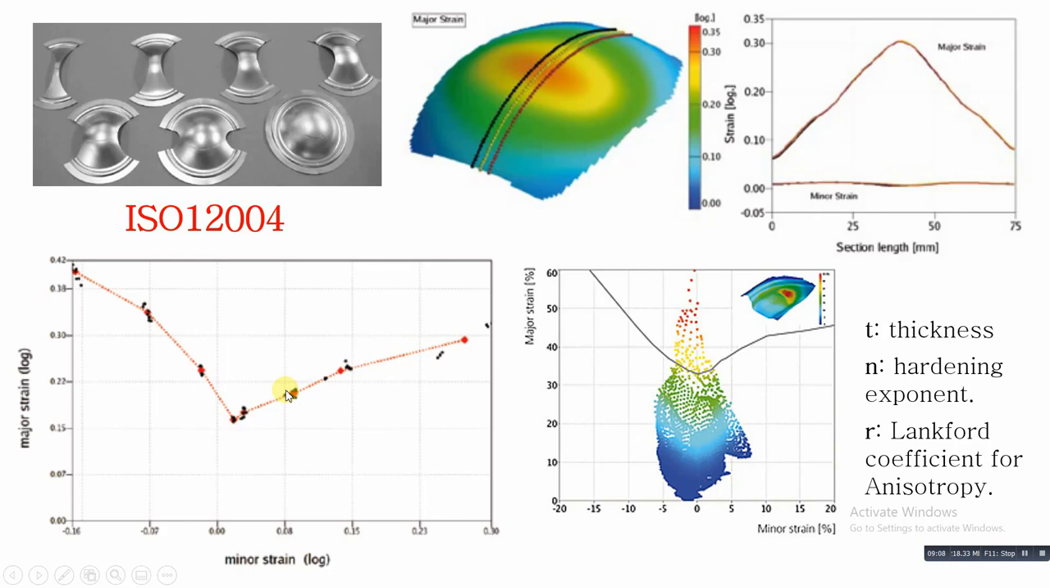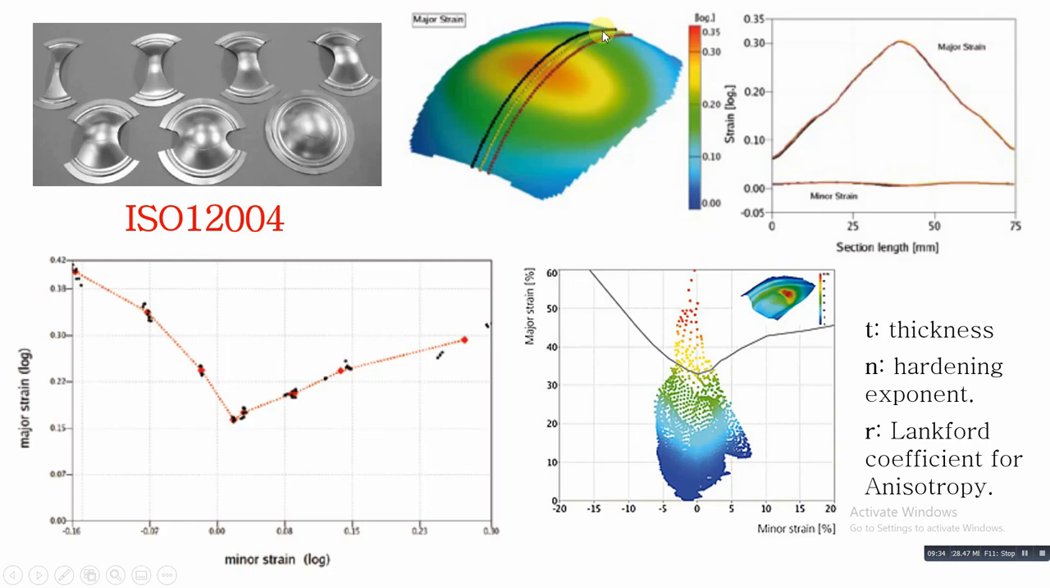Then by connecting those points together, we can have the forming limit curve. Okay, this curve is generated by the Nakajima test, specifically the section-based method. We have two ways to measure the relation between major and minor strain. For the section-based, we have a section right in the middle and offset about 10% to the right and to the left, and measure the values each time.